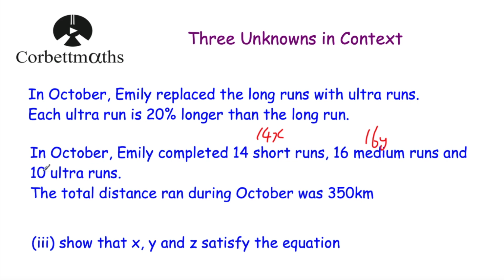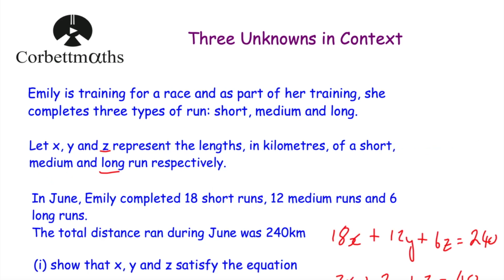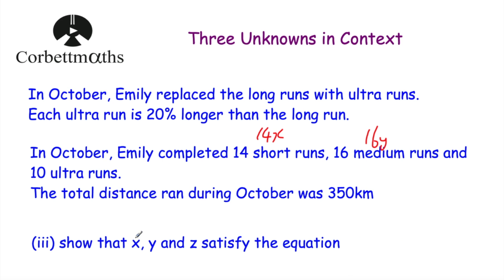Now, we've finally been left with these ultra runs, and they're a little bit of a pain in this question, because if we think back in the question, we were told x, y, and z, and they were the short, the medium, and the long run. There was no mention of an ultra run, and also they're using z in the question, because if you look here, it says show the x, y, and z. So we need to get these ultra runs in terms of z.